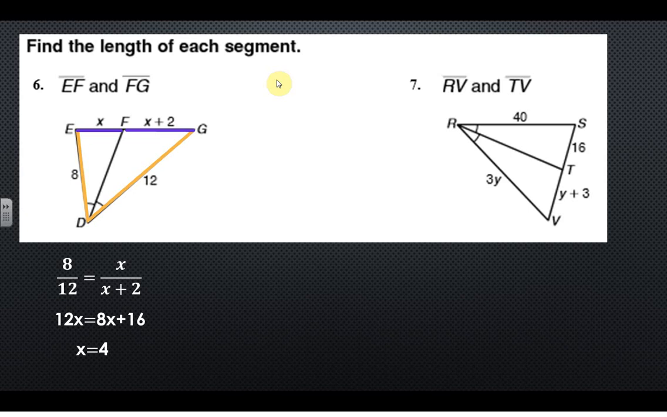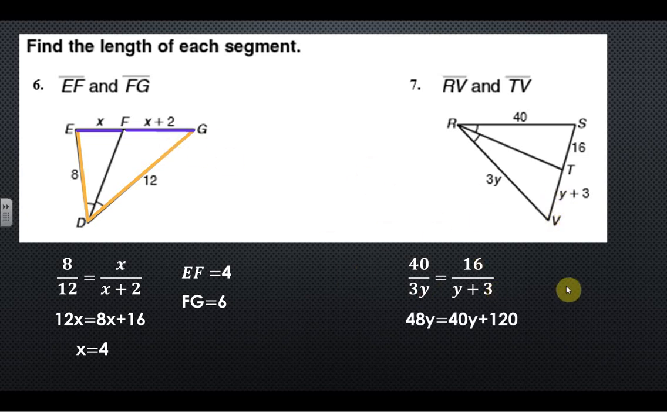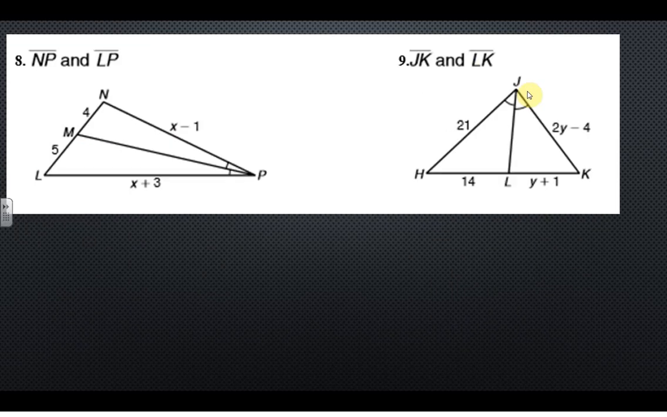Over on the right, number 7, again, we have, oh sorry, they wanted more here. Always go back and check what they wanted, EF and FG, so you would substitute 4 in. Over here, 40 over 3Y is equal to 16 over Y plus 3. Again, you can set it up a couple different ways. I just wanted to show that. And then we cross multiply, do our thing. They want RV and TV, so I substitute those values back in. So those are the angle bisector.